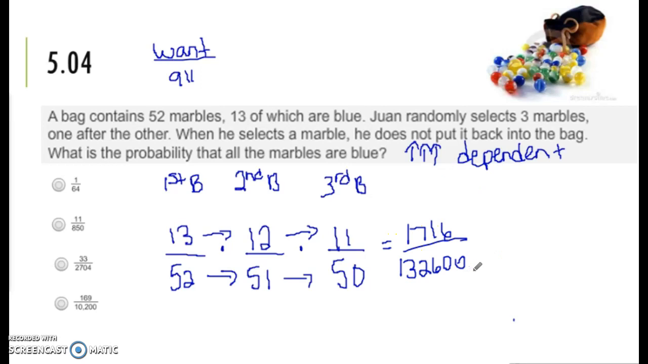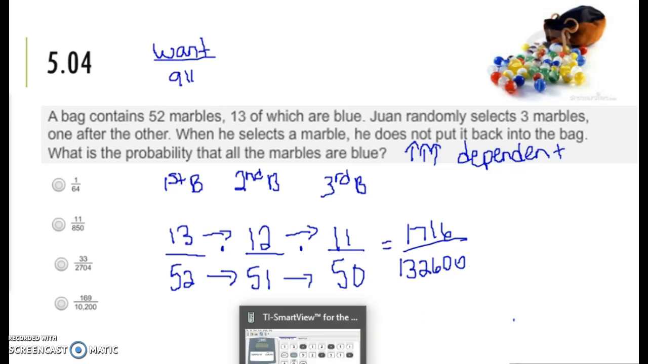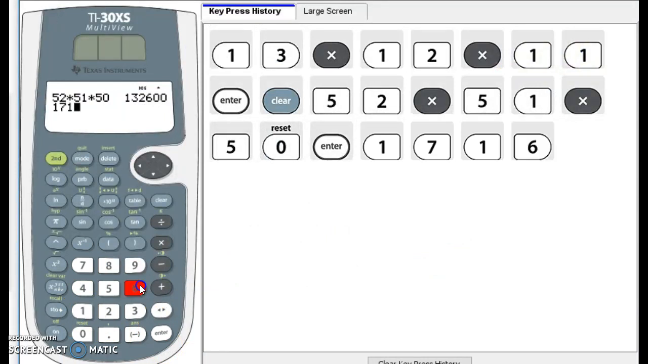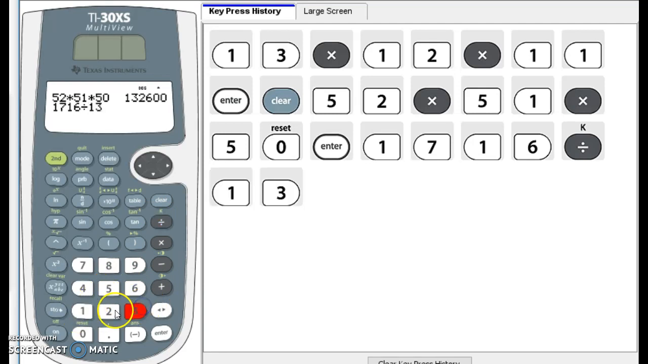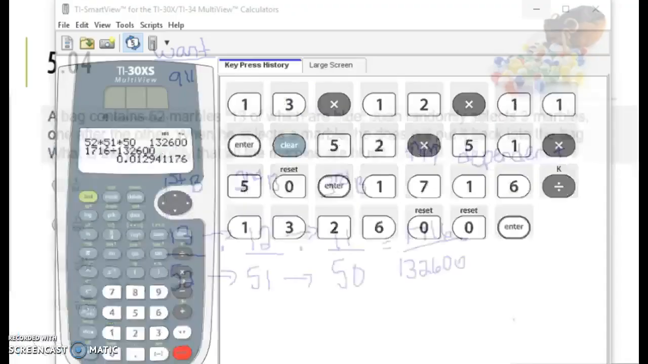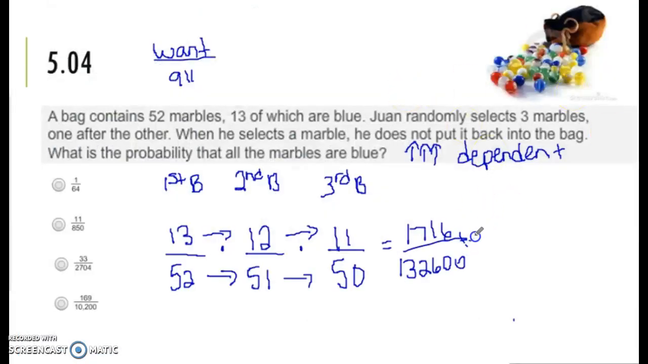And I don't know about you, but I'm not too excited about trying to reduce this fraction. So what I'm going to do is I'm just going to turn that into a decimal. I'm going to do 1,716 divided by 132,600. So that decimal is 0.129, and so on and so on. So I'm going to write a little note down here.